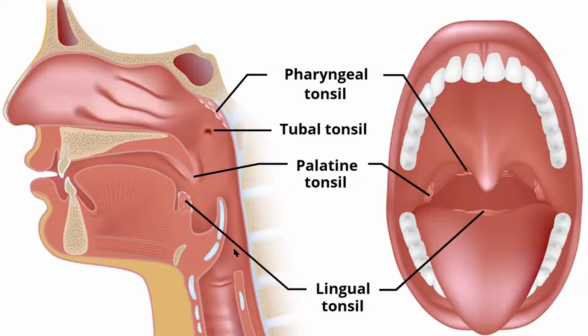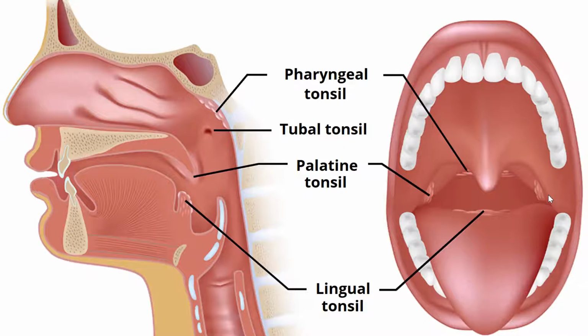We have three major tonsils. One of them is called pharyngeal tonsil, in the roof of our pharynx. In the sagittal section, you can see it here. In the anterior view, you can see the pharyngeal tonsil here. It's only one. The other tonsil is paired, and we call it palatine tonsil. You can see it at the back of your oral cavity, and it's paired, one on the right and one on the left side.